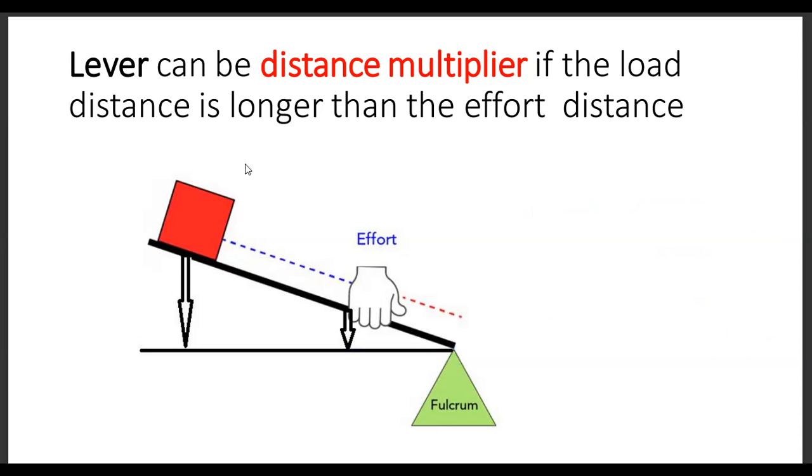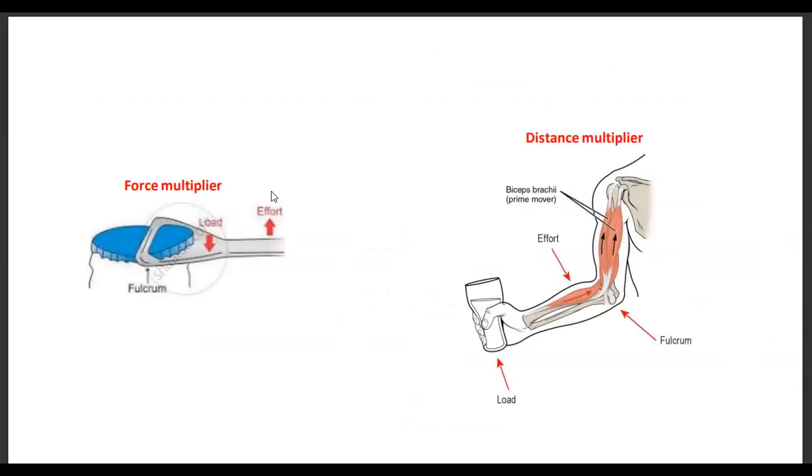Then let's see some examples to differentiate between force multiplier and distance multiplier. Here we have a bottle opener. In the bottle opener, we pivot on this point. So this point is the fulcrum or the pivot. We apply our effort, or our force, here. So this is the effort. And we wish to raise this point up, the load. Here is the load. As you see here, the load distance is shorter than the effort distance. So we can consider that the bottle opener is a force multiplier.